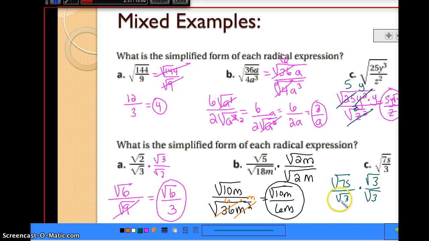Do it to both. So that gives me root 21s divided by the square root of 9. 21 can be broken down to 3 times 7. Neither one is helpful because they're not perfect squares. And s cannot be broken down. And the square root of 9 comes out as a 3. I cannot divide the 21 and the 3 because one's a radicand and one's a coefficient. And so that will take care of that.